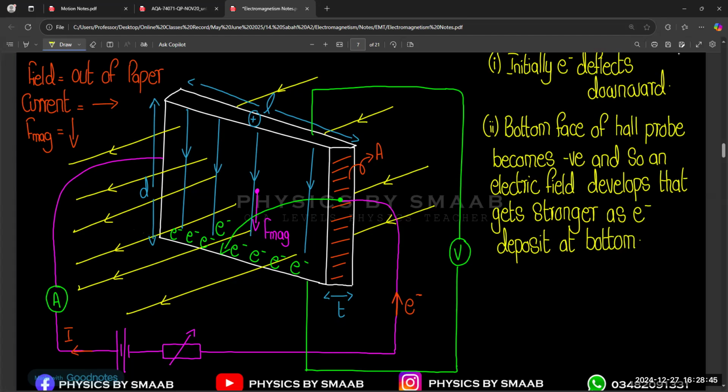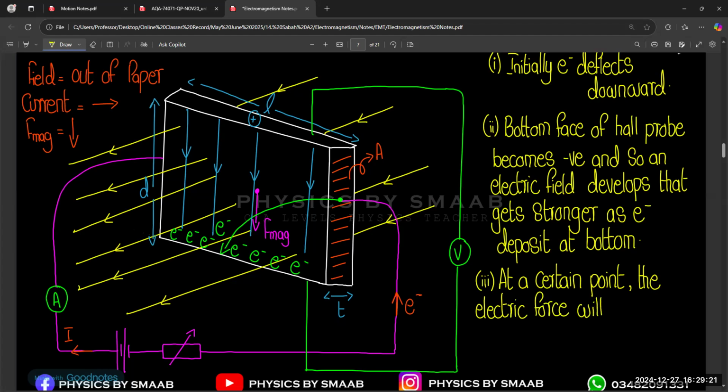And the third point is: at a certain point, the electric force will increase as much as to cancel out the magnetic force.